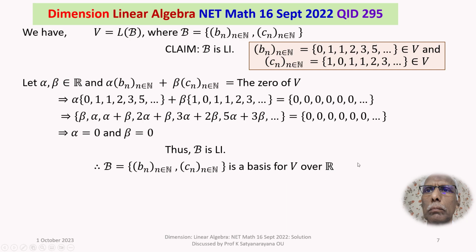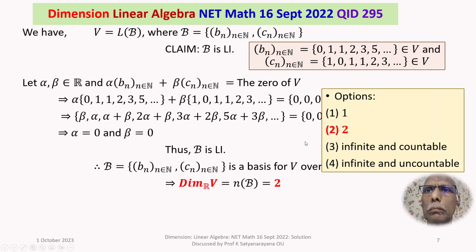over R. And what is it that we want? We want the dimension of V over R. The dimension of V over R is equal to the number of elements in a basis of V over R. So that is n of B, the number of elements in the set B, and these two elements are there, so it is 2. So the dimension of V over R is 2. Let's look at our options. Our answer, dimension of V over R is equal to 2, appears against option 2. Therefore, the answer to our question is option 2.